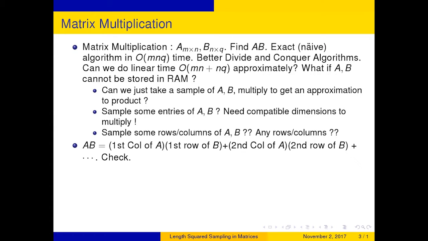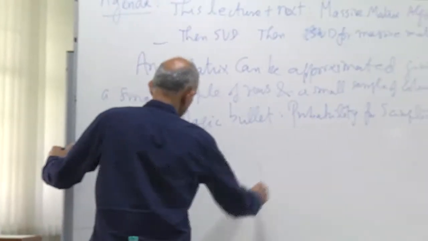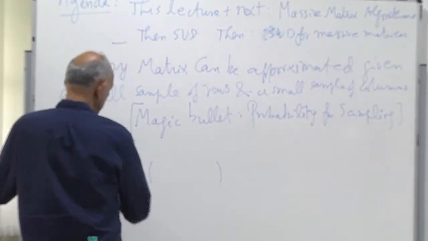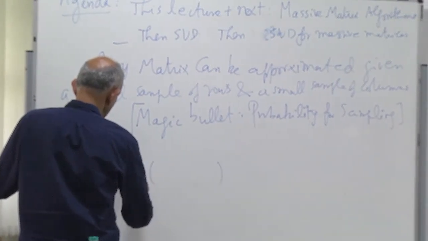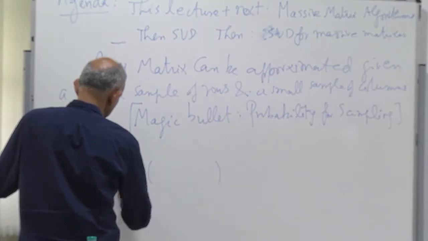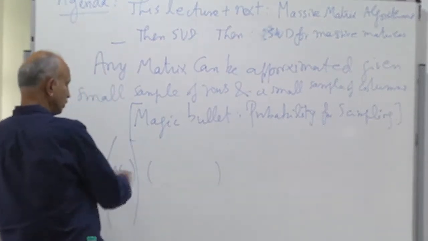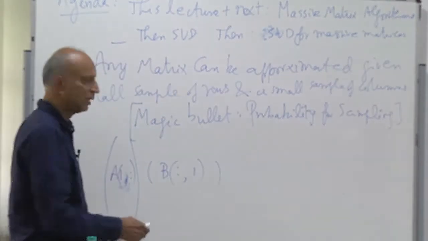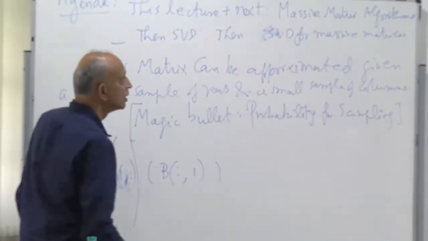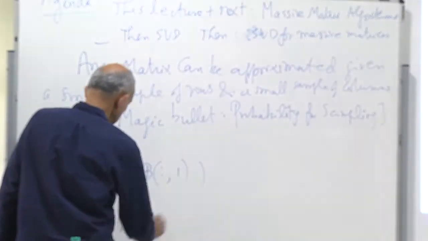But observe the following. The product AB is just a sum of outer products: the first column of A times the first row of B. So the first column of A is a column vector, and the first row of B is a row vector. Let me write this with a notation, something like this, for the first column of A and the first row of B. If I multiply them, I get a full matrix. So this is m by 1, and this is 1 by n.